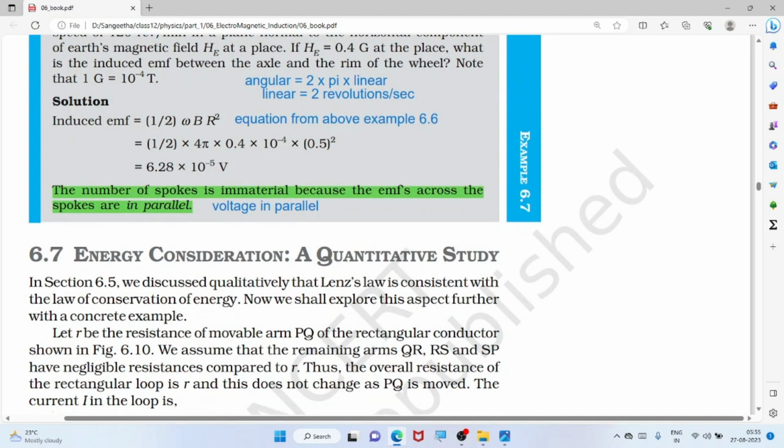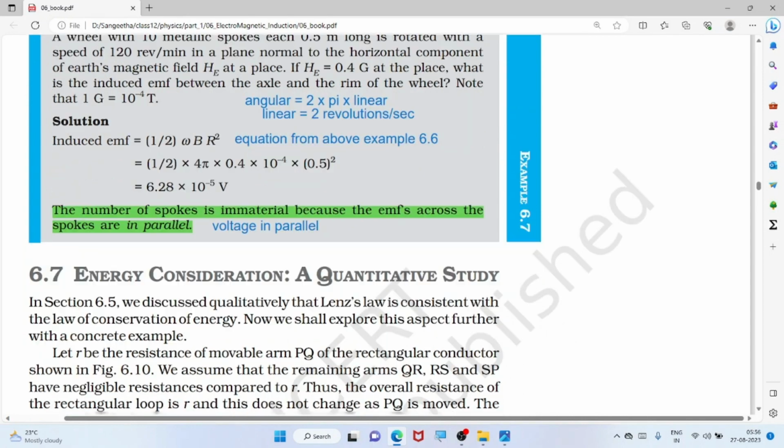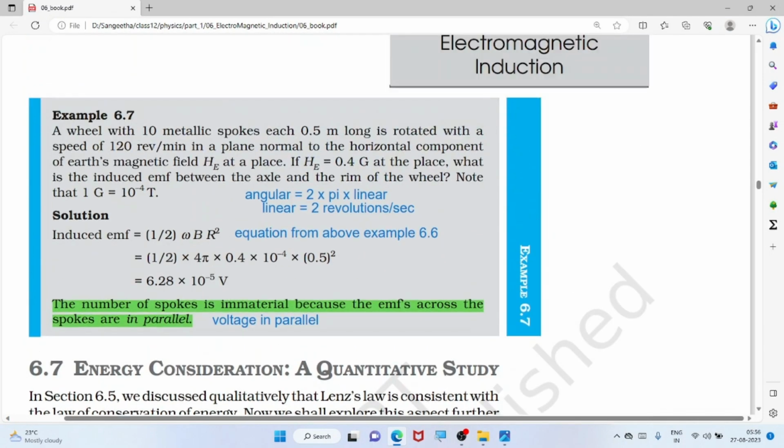The number of spokes is immaterial because the EMFs across these spokes are in parallel. When you have parallel voltages, the voltage will not add up. In parallel means the voltage will be the same. It will not increase the voltage. Here in this wheel, all these spokes are in parallel.